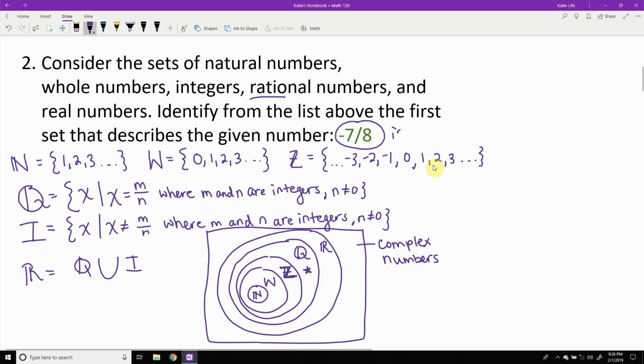Negative 7/8 is a rational number. And since it is inside also the set of real numbers, we say negative 7/8 is also a real number. But the first set that would contain it would be the set of rational numbers.